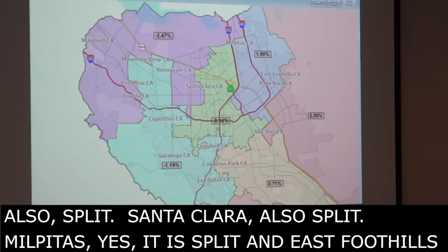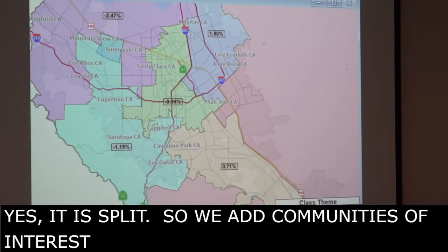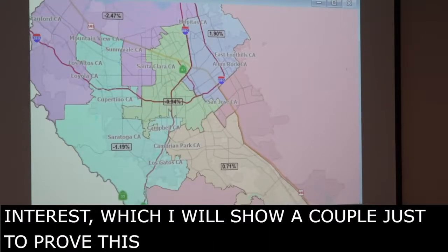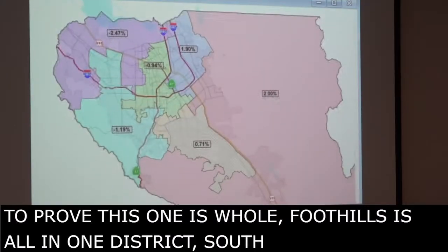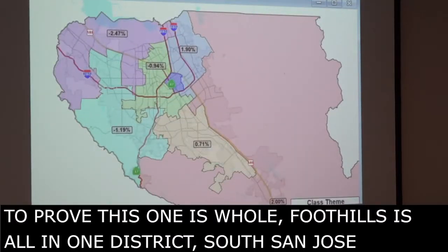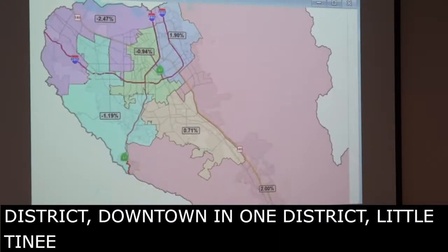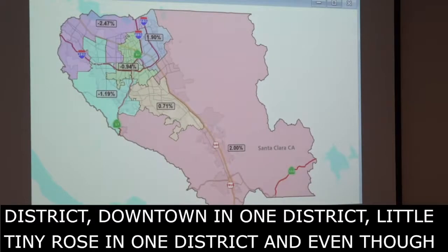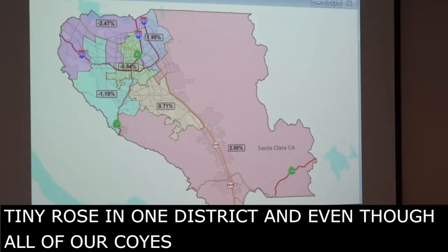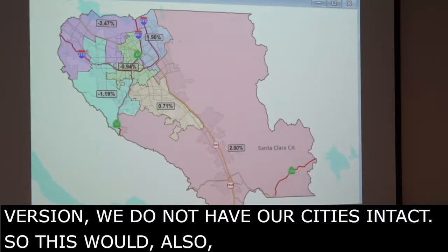So as for communities of interest, I'll show a couple just to prove this one is whole. Foothills is all in one district. South San Jose in one district. Downtown in one district, little tiny Rose Garden COI in one district. So although all of our COIs are sort of protected in this version, we do not have our cities intact. So this would also not be an advisable draft.